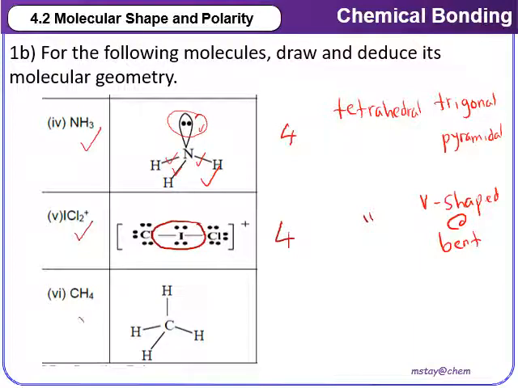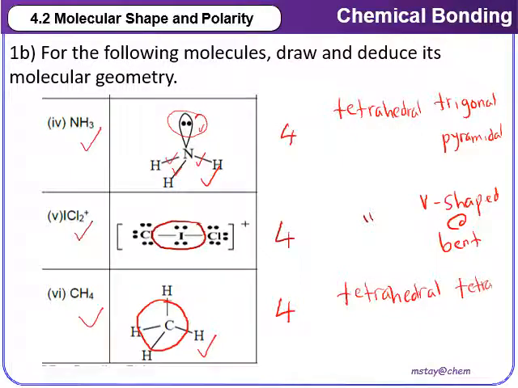Last question, CH4, very obvious also. The central atom carbon consists of 4 electron domains. So the basic shape is tetrahedral. At the same time, there is no lone pair electron. So all these 4 bonding electrons will still arrange themselves in a tetrahedral shape.